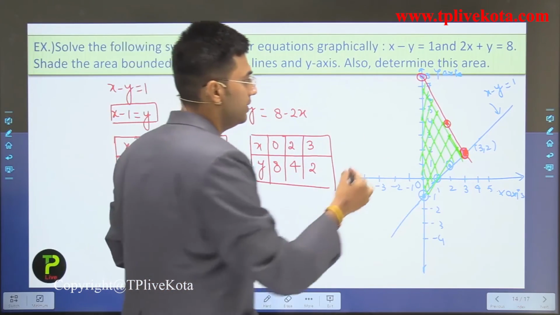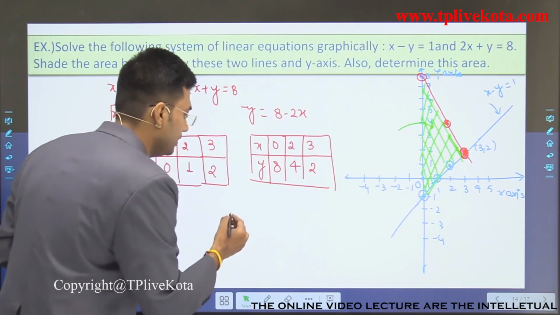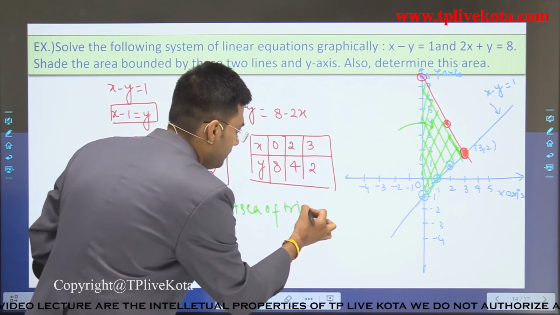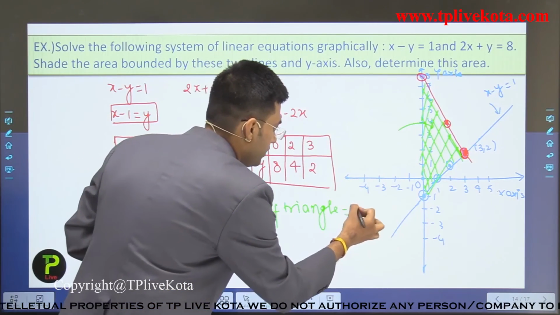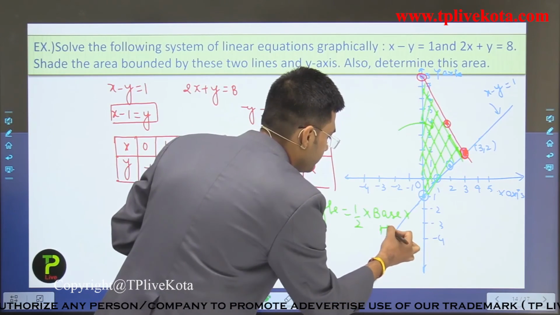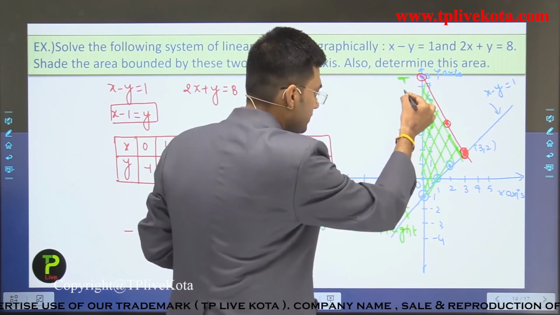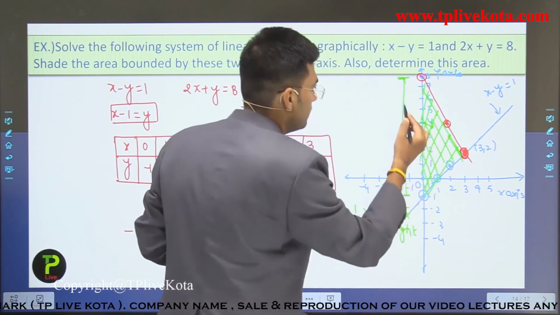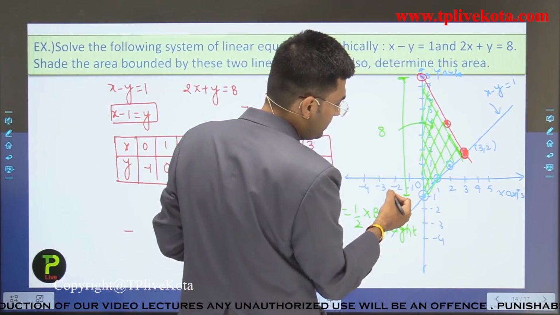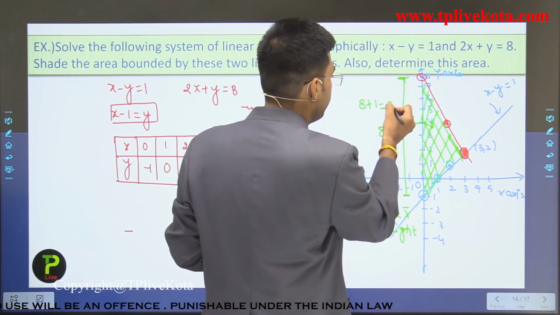This is a triangular region, so the area of the triangle is equal to half multiplied by base multiplied by height. So what is the base? Base is this. Above the x-axis it is 8 units, and below the x-axis it is 1 unit. So the complete base is 8 plus 1, that is 9.